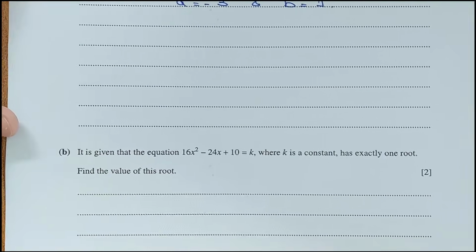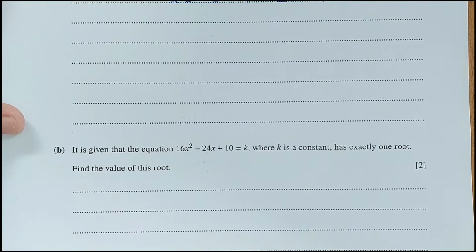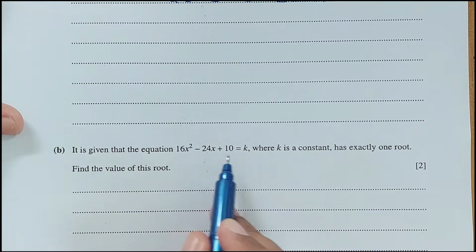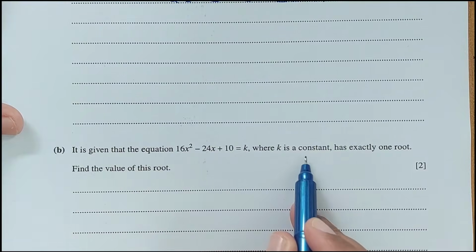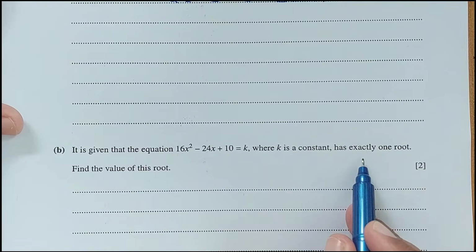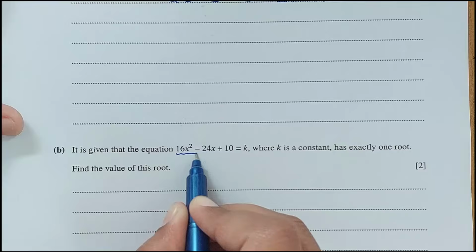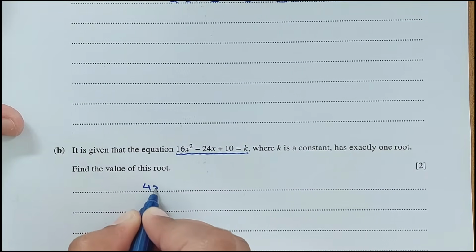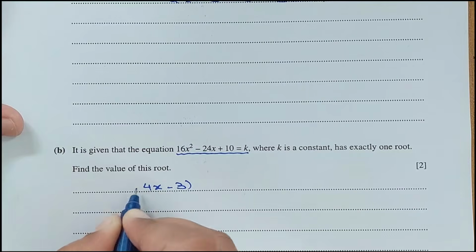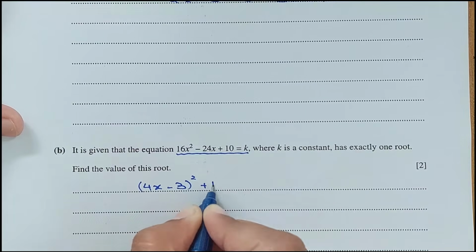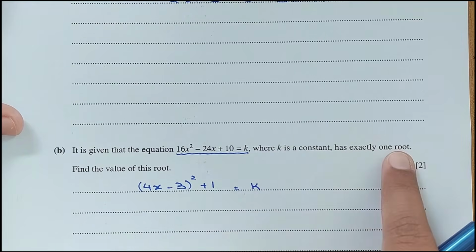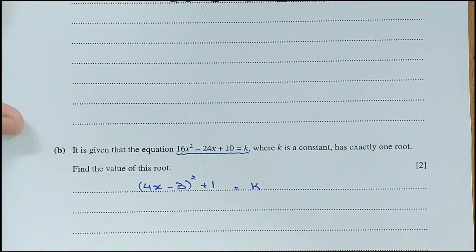Right. Now moving to part B. It is given that the equation 16x² − 24x + 10 = k, where k is a constant, has exactly one root. We already found the form of this equation from part A, which is (4x − 3)² + 1. This would equal k, where k is a constant, has exactly one root. Find the value of this root.